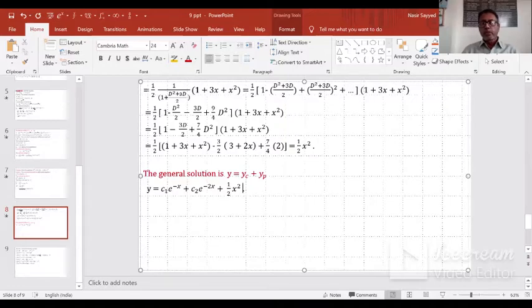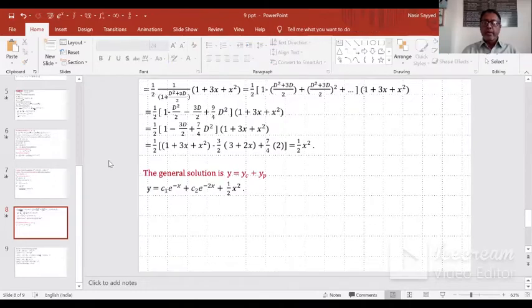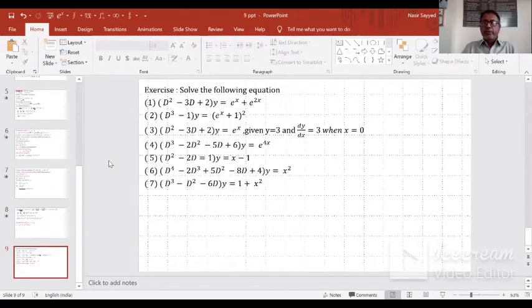This completes this example. I think on this topic, this many examples are sufficient. We have seen the 3 examples on this topic. Now, for practice, you may take these examples. You solve these examples. These are the examples on both the topics. Okay, we stop our today's lecture.